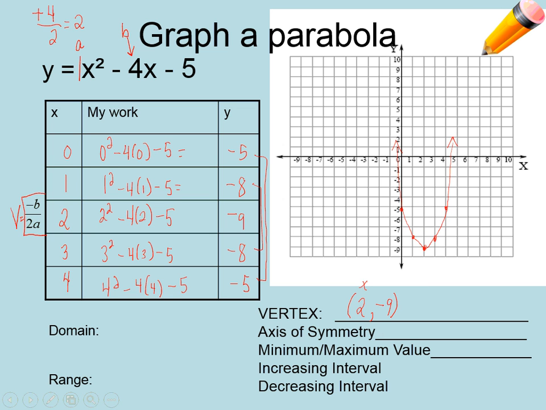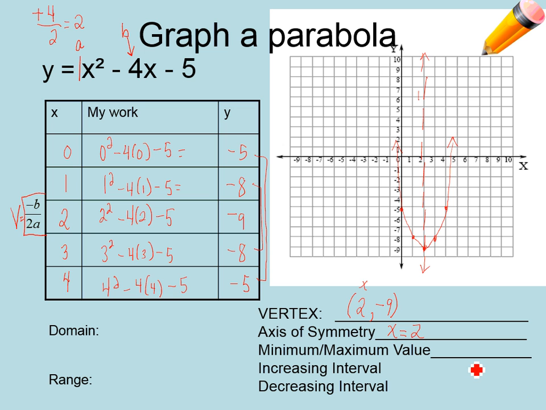Okay, now we're going to answer all these questions that have to do with the parabola. So I've got to find my axis of symmetry. I'm going to cut right down my vertex and cut the U in half. When I do that, I make this vertical line. Remember, vertical lines are x equals. So my axis of symmetry is x equals, and look where it's cutting. It's cutting right at 2. So my axis of symmetry is x equals 2.